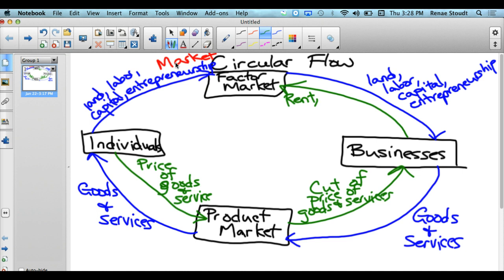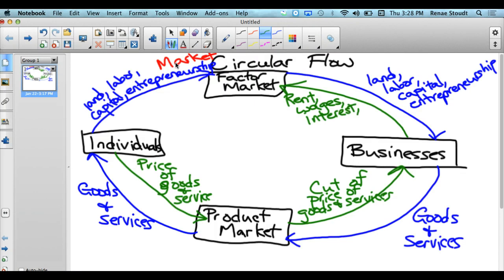If you are working for somebody else, you are expecting that after you work for them, they're going to pay you wages. If you have capital, in other words, money to invest in a business, maybe it's a loan, for example, you're loaning them money to get started as a business. You're expecting that they pay you back the loan plus interest.